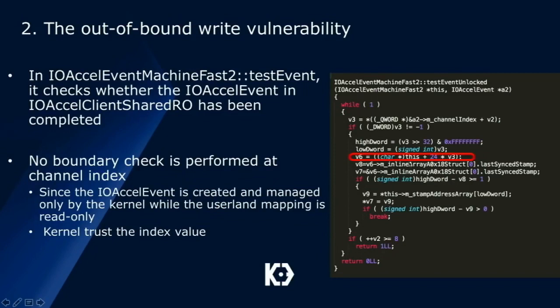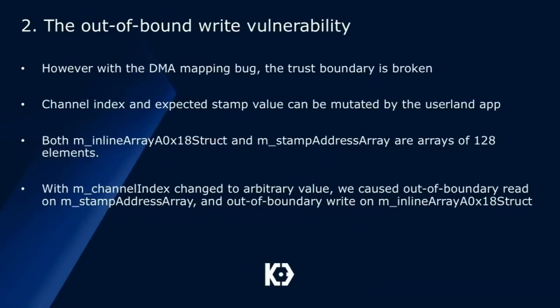If not, the code tries to fetch the latest stamp value from the device memory, which is referred to by the array mstamp address array. After the latest value has been obtained, it does the comparison again, checks if it is smaller or bigger, and decides whether this event has been completed or not. It looks very good at first glance.